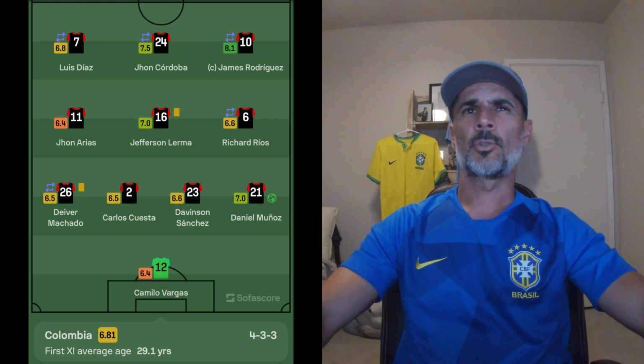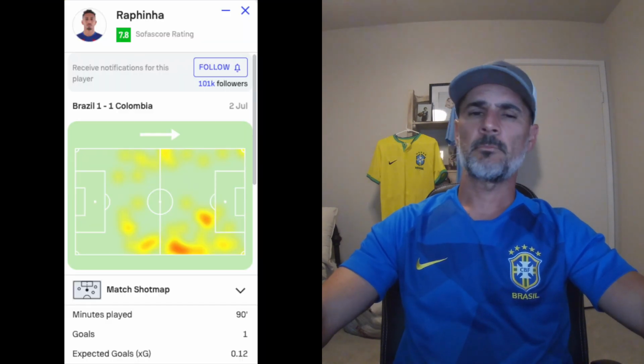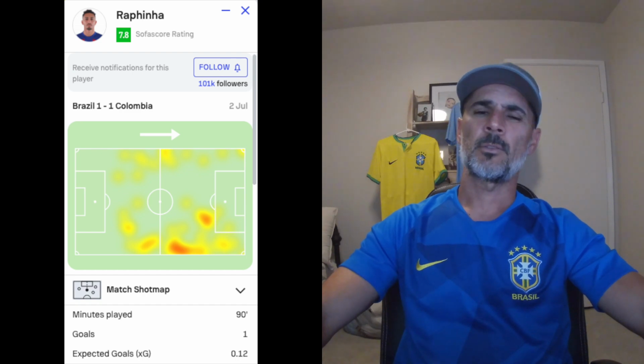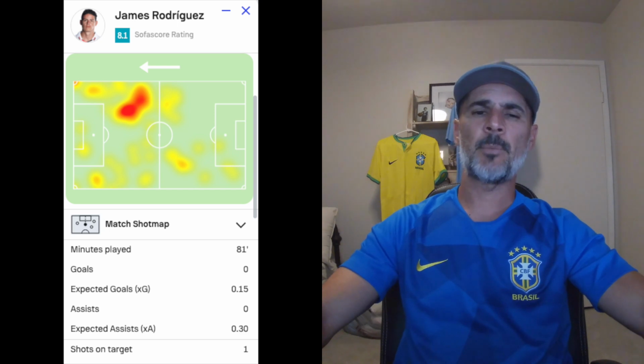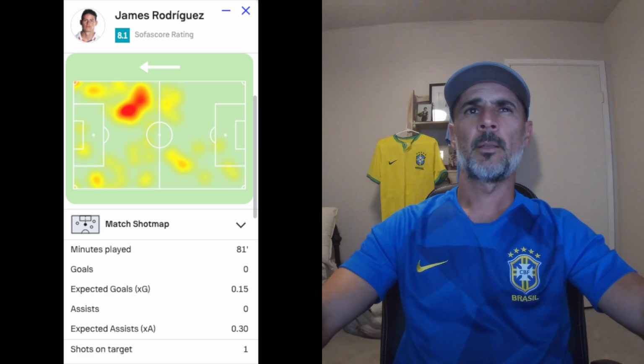So, players to watch. Brazil, Raphinha was the man of the match, 7.8 score on Sofascore. In Colombia, James Rodríguez, 8.1 on Sofascore, was the top score from Colombia. Those were the men of the match for both teams.